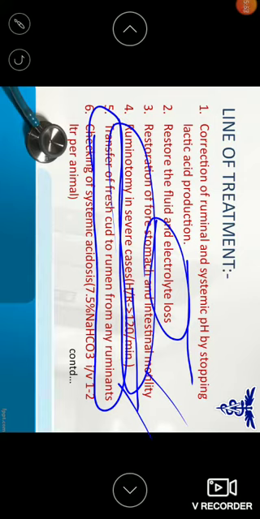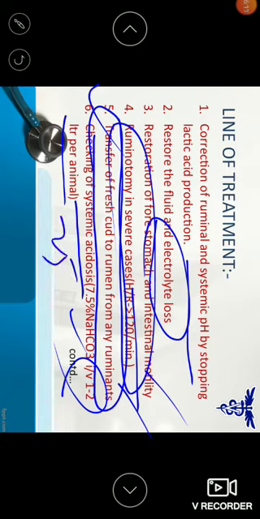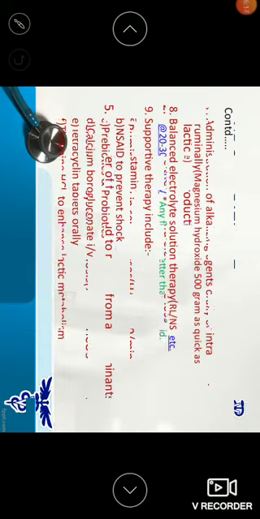So this is a very important one, because in many cases I have seen and practiced it also. This works very well. And for checking the systemic acidosis, 7.5% sodium bicarbonate, we have to give IV 1 to 2 liters per animal. In my condition, if 25 ml ampoules are there, you just calculate how many ampoules you require.